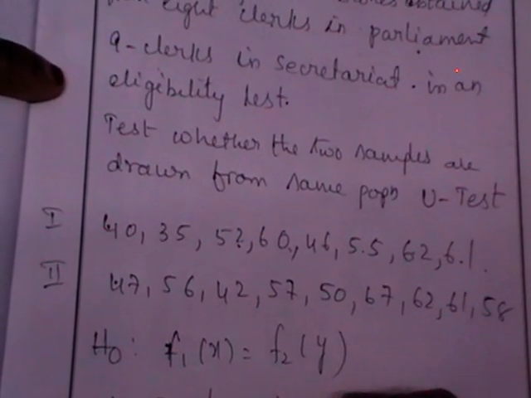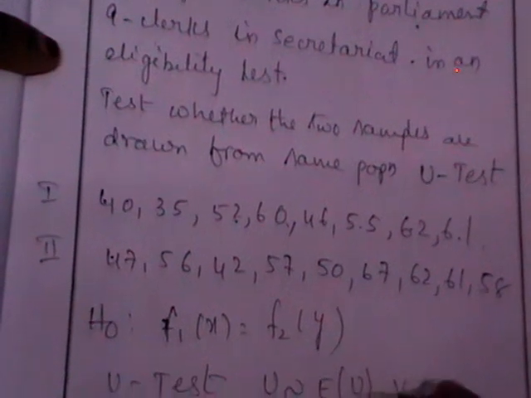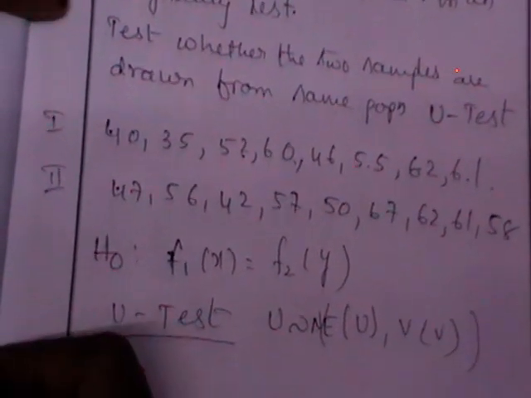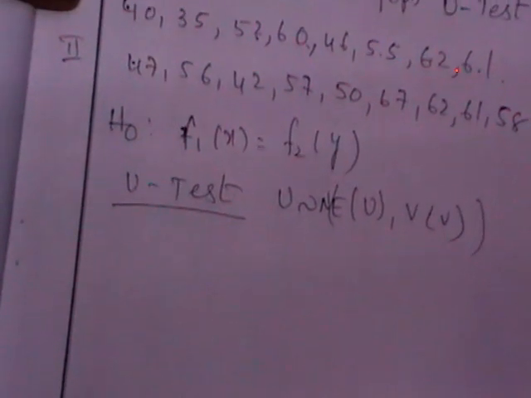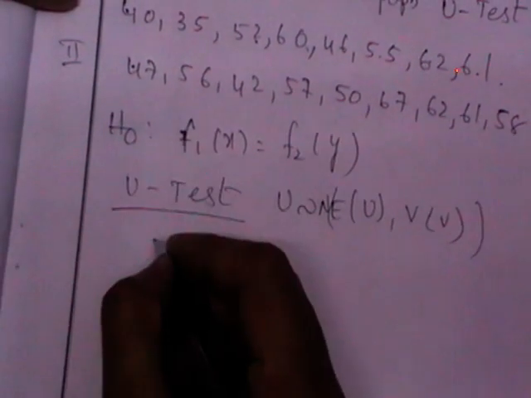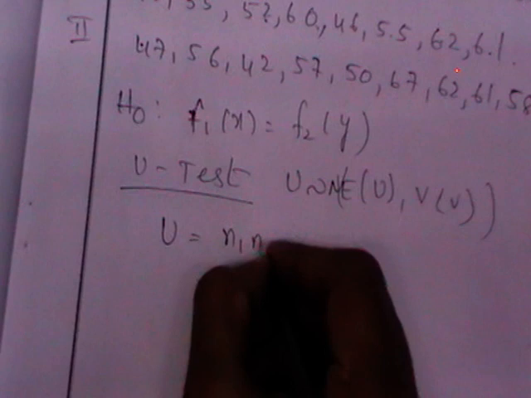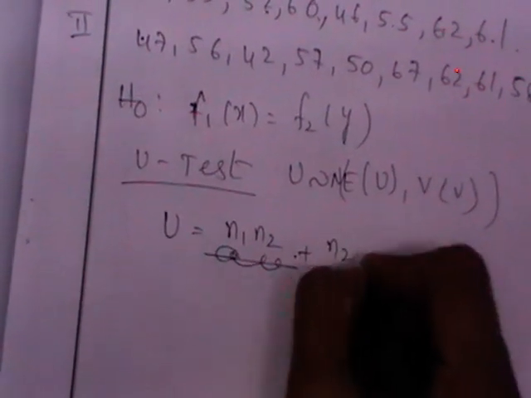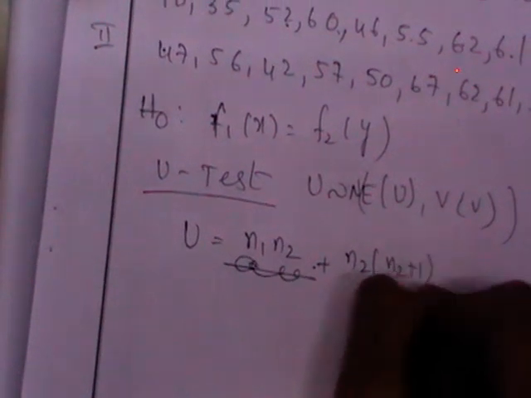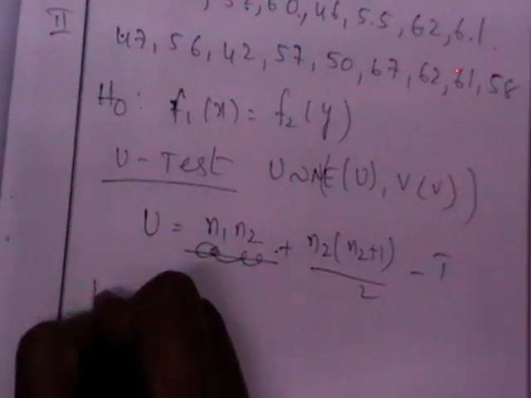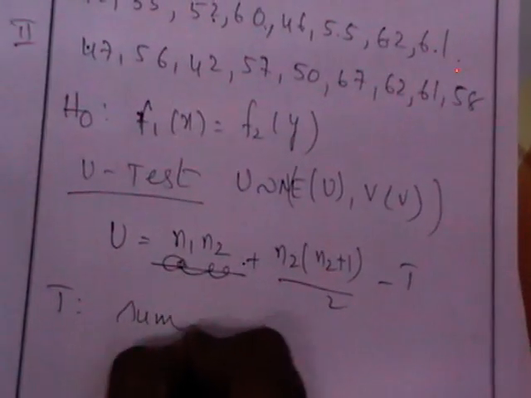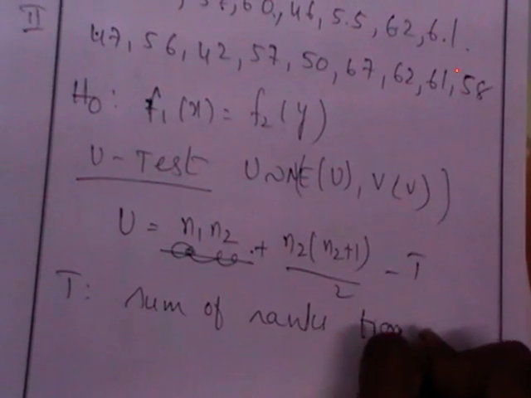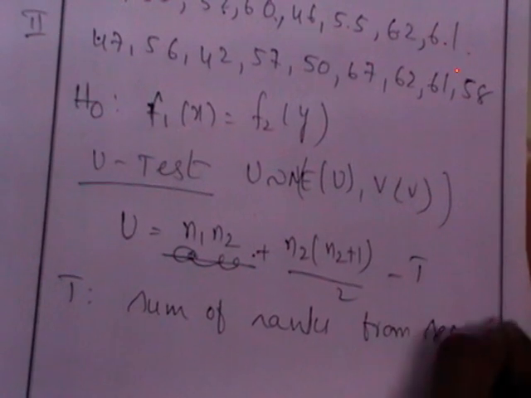It is given that U follows a normal distribution with expectation of U and variance of U. First of all, you should calculate what U is. U is given by n1 n2 plus n2 into n2 plus 1 by 2 minus T, where T is nothing but the sum of ranks from the second sample.